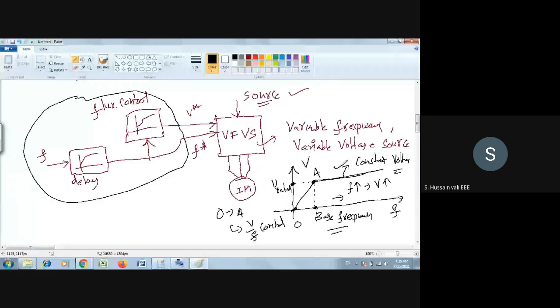So this graph will be implemented by this block, the block which I put in the black color, and as per that you will get the command to your converter, and based upon that, the converter will give the output voltage. The converter will get a command that if it is below base frequency and the frequency decreases, voltage also decreases. But if the frequency is above the base frequency, then the command will come that you maintain the voltage constant. So that's the purpose of this block diagram.